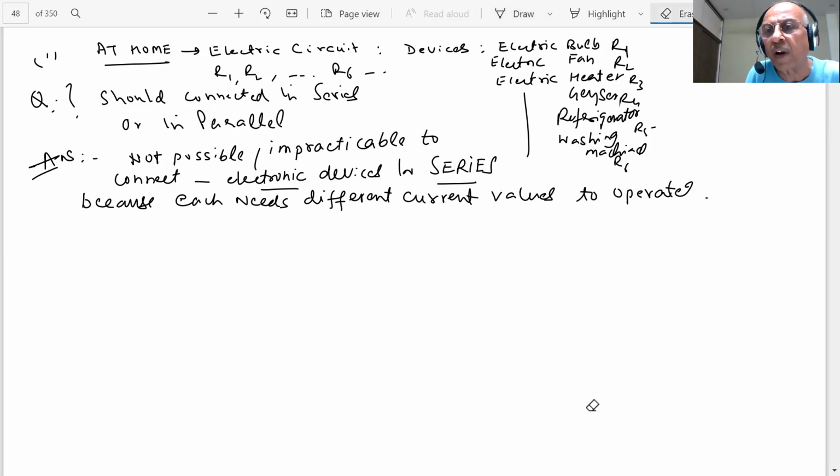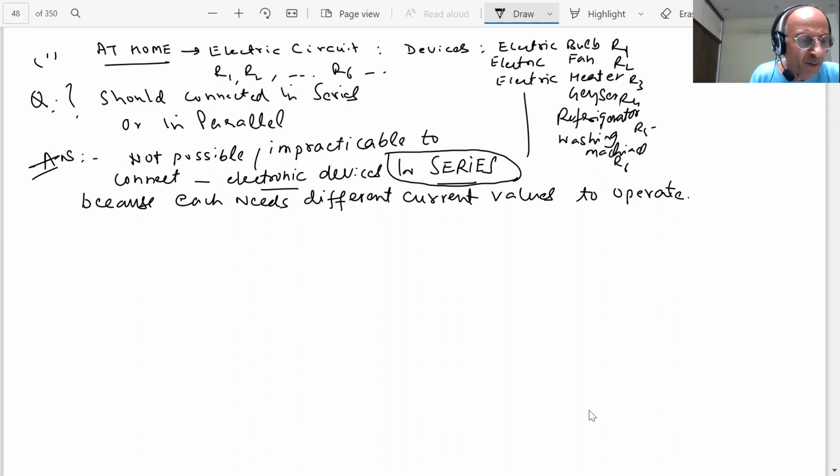And you know, in series what happens? Current remains the same. In series, the same current will flow through all, but they need different currents. So how will you get different current? You cannot get different current in series, students. So this is not possible. You cannot connect them in series. Got the point? So they have to be connected in a parallel circuit. One point.